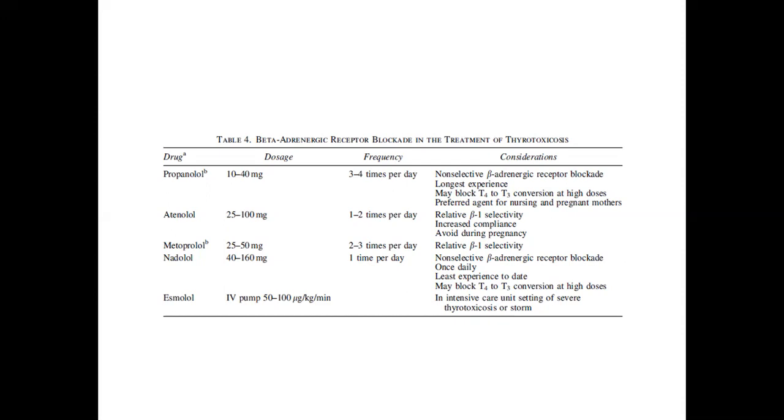Nadolol, 40 to 160 mg. It is given once daily, and it's a non-selective beta blocker. It has the least experience to date, and may help in the blockade of T4 to T3 conversion at higher doses. Esmolol is the medication which can be given through the IV route at the rate of 50 to 100 micrograms per kg per minute. It is used in the intensive care unit setting for severe thyrotoxicosis or thyroid storm.